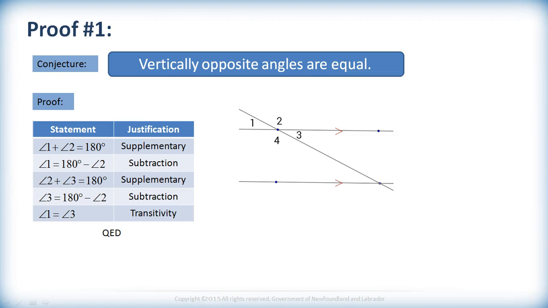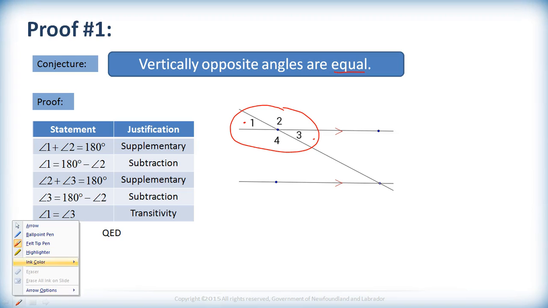All right. So proof number one, our conjecture is that vertically opposite angles are equal. Okay, so we know that's true, but now we want to prove that it's true. So what we've done here is we've taken a transversal, but more importantly, we're just looking at these four angles up here. So we want to show, for instance, that angle 1 would be equal to angle 3, and that would prove it for us.